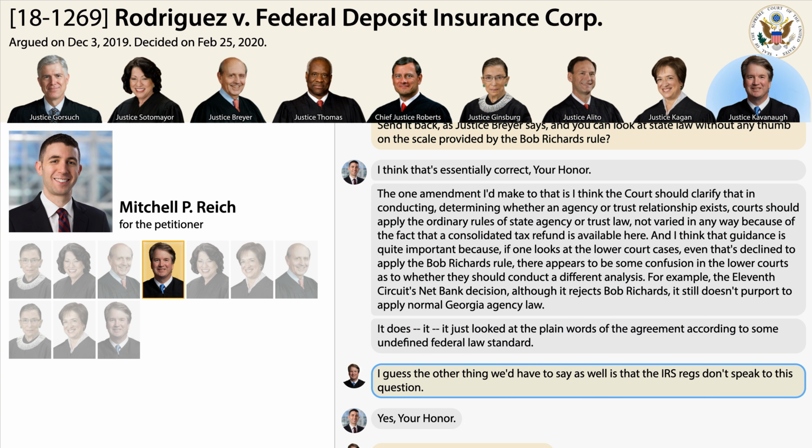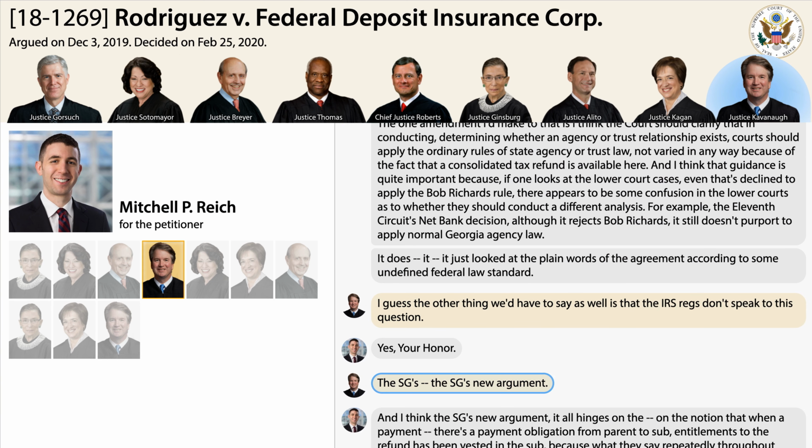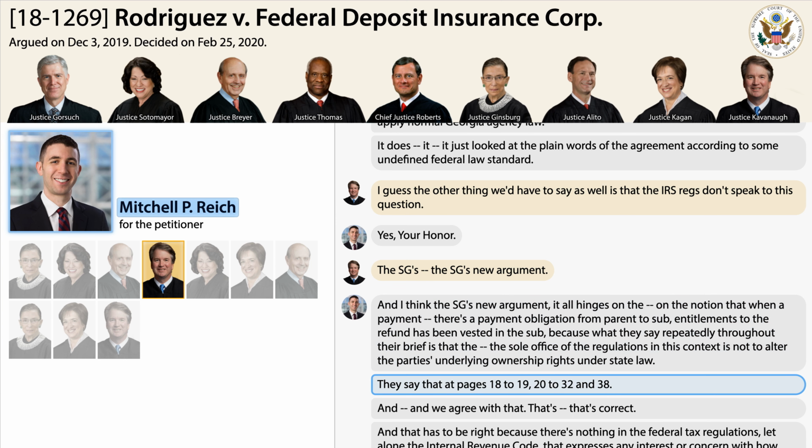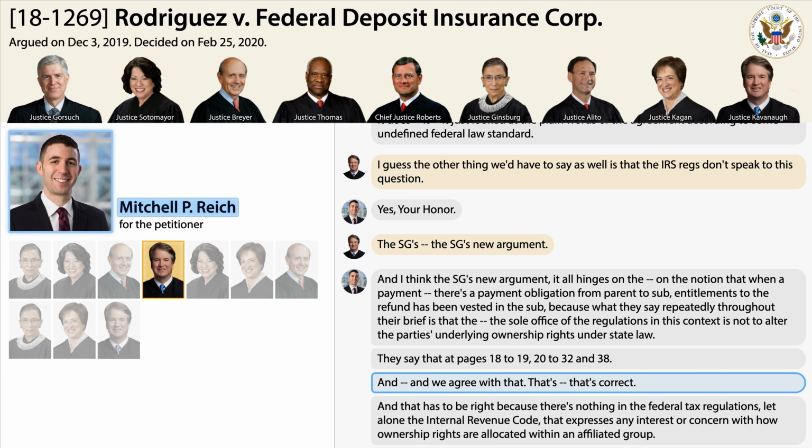I guess the other thing we'd have to say as well is that the IRS regs don't speak to this question. Yes, the SG's new argument. And I think the SG's new argument, it all hinges on the notion that when there's a payment obligation from parent to sub, entitlement to the refund has been vested in the sub. Because what they say repeatedly throughout the brief is that the sole office of the regulations in this context is not to alter the party's underlying ownership rights under state law. They say that at pages 18 to 19, 22, 32, and 38. And we agree with that.